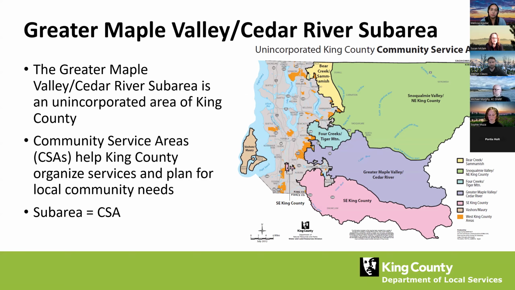This on the screen is a map of the community service areas in King County. King County organizes services to unincorporated areas, or people who live outside of cities, by geographies that are called community service areas. Those are shown in the colors here on this map. The purple shape is the Greater Maple Valley Cedar River Community Service Area, and that geography is the same as the sub-area plan or the sub-area. So you'll see community service area labeled on maps, and in the report, you'll read the word sub-area or community service area, and they're the same geography. Next slide, please.